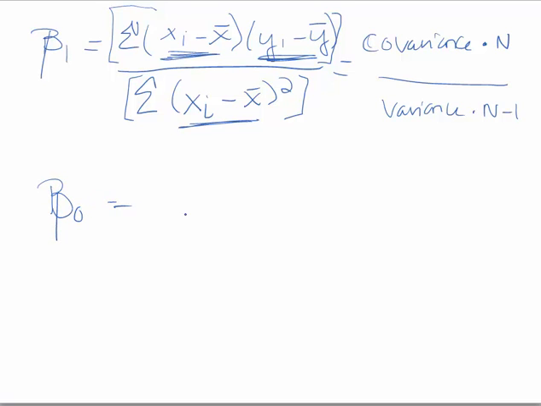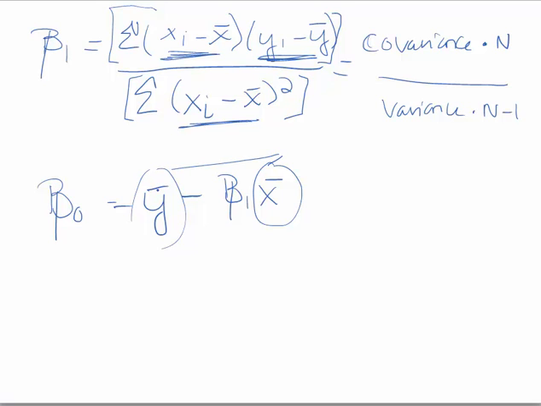Beta 0 is equal to y bar minus beta 1 times x bar. And these values we can very easily calculate using the data we have. They're just the averages for the different parameters. So let's go into Excel and do this.